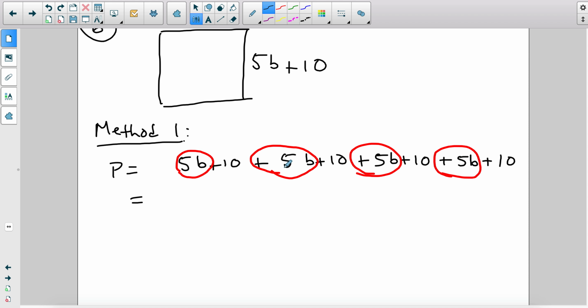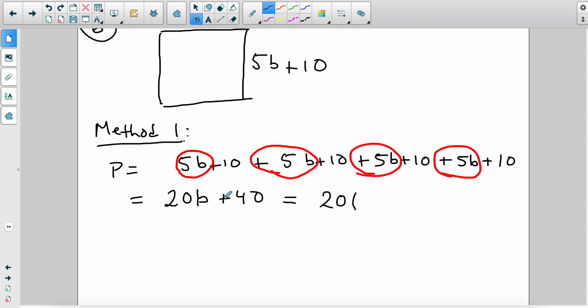So 5b plus 5b plus 5b plus 5b, that's just 20b. And then 10 plus a 10 plus a 10 plus a 10, that's just 40. And this is not my final answer. Oh, remember that the question asked for a factorized expression. So the highest common factor between 20b and 40 is 20. They don't share any letters, so we just open a bracket.